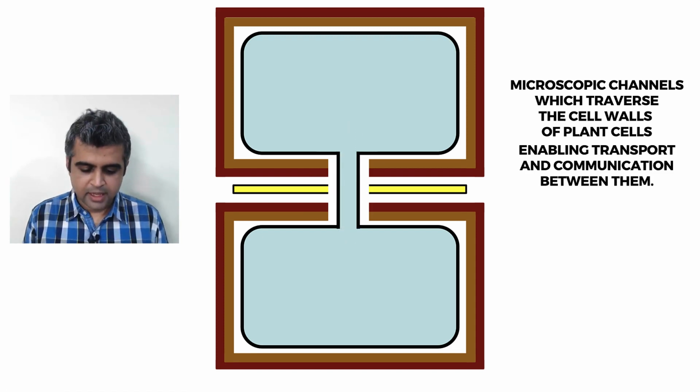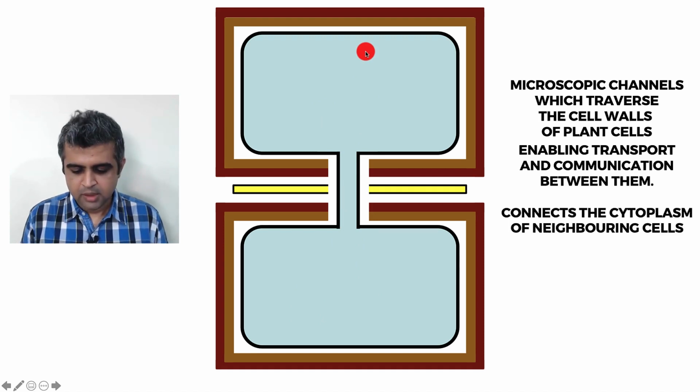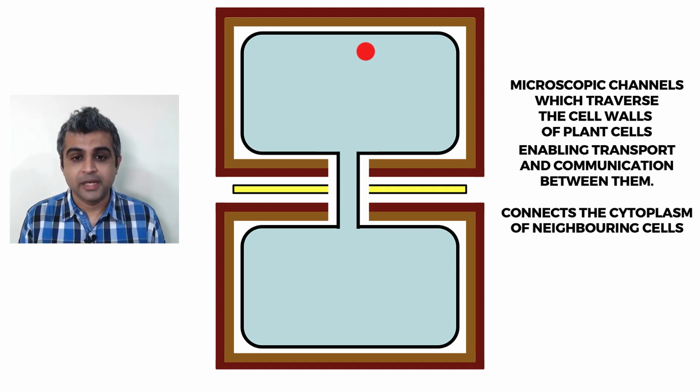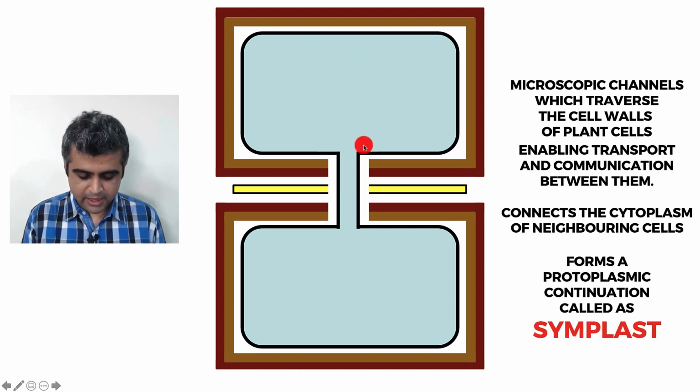Literally, their cytoplasms will extend. So material from here can literally pass through and go here. This connects the cytoplasm of the neighboring cells. And this, dear students, forms a protoplasmic continuation. So the cytoplasm or protoplasm of this cell continues into the cytoplasm or protoplasm of this cell.